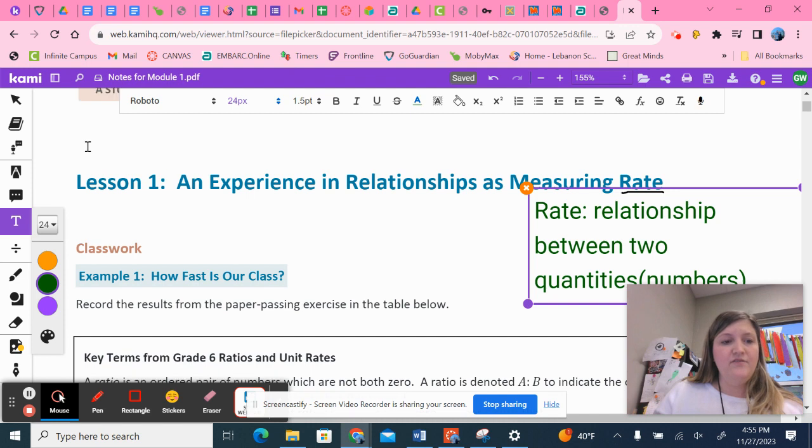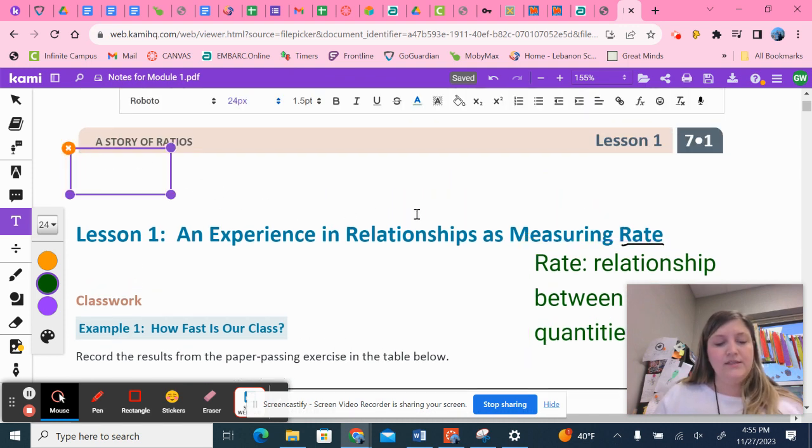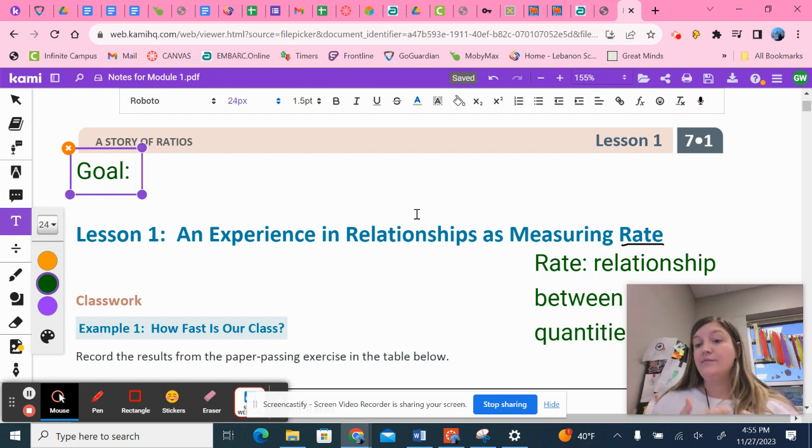But before we go any further, at the very top of our paper, I want us to go ahead and write the goal. What is a goal you have for yourself? It could be as simple as, I want to complete my entire exit ticket today. It could be, I want to understand how I find rates. So just think something very simple. Go ahead and pause the video and write whatever your goal is for today.